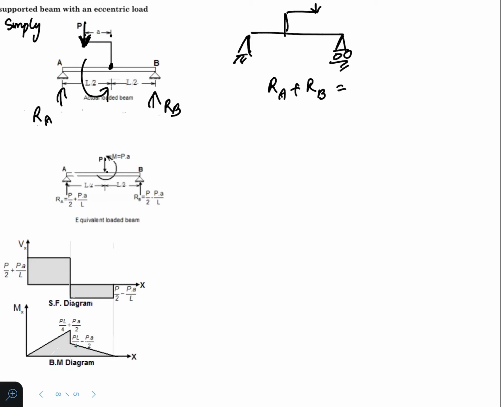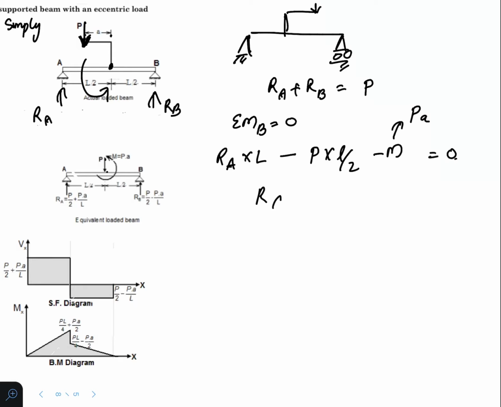So Ra plus Rb is equal to the load acting, the transverse load, that is P. Then let us take moment about B equal to 0. So Ra into L minus, because of this load P, we will have P into L by 2, and there is a concentrated moment, that will be minus M, where M is Pa, that is equal to 0. So we will have Ra is equal to (M plus PL by 2) by L.